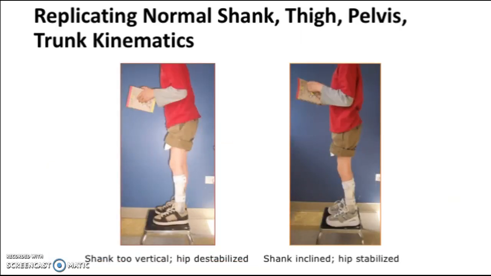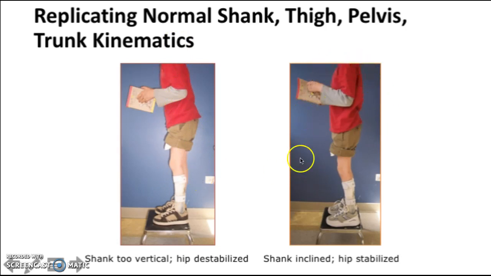What this also does when we have the proper shank to vertical angle is that it helps to replicate normal shank and thigh and trunk kinematics. So when we have the normal shank angle here, we have a nice vertical thigh and we have a nice vertical trunk. When we have a shank that is too vertical, we've destabilized the hip, so the patient has to flex the knee and flex the hip in order to remain stable. So we have a reclined thigh and then an inclined trunk.